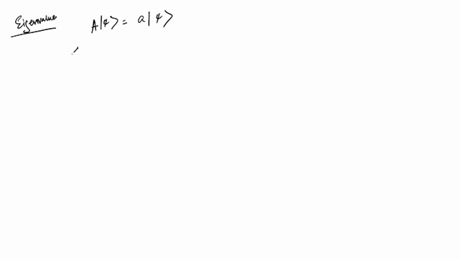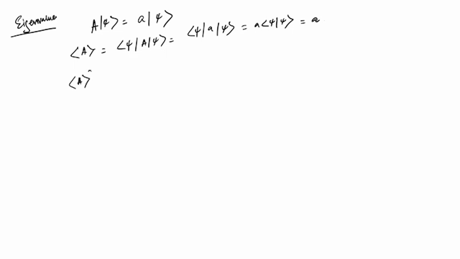So, if I want to calculate the expectation value, then this is equal to <psi|A|psi>, but this a is just a number. So, this becomes a <psi|psi>, and because <psi|psi> is one, provided it is properly normalized, this is equal to a. So, that tells you that <A> squared is equal to a squared.